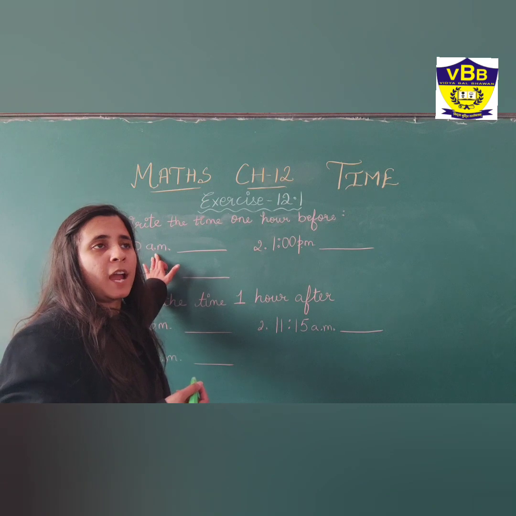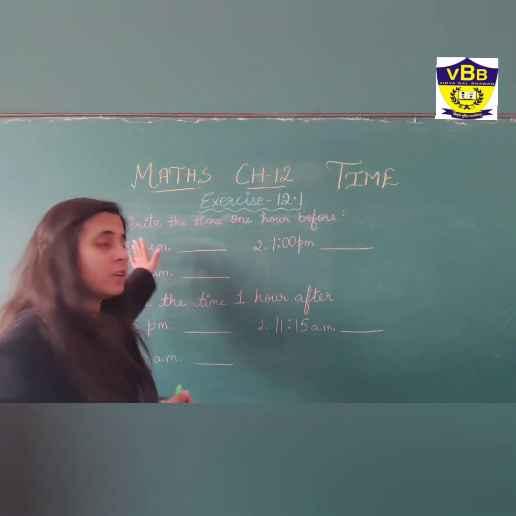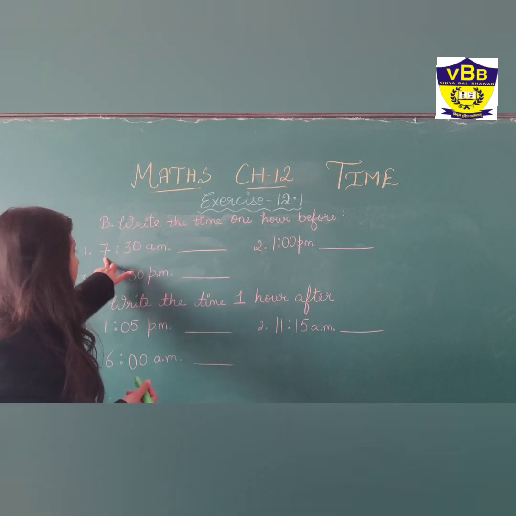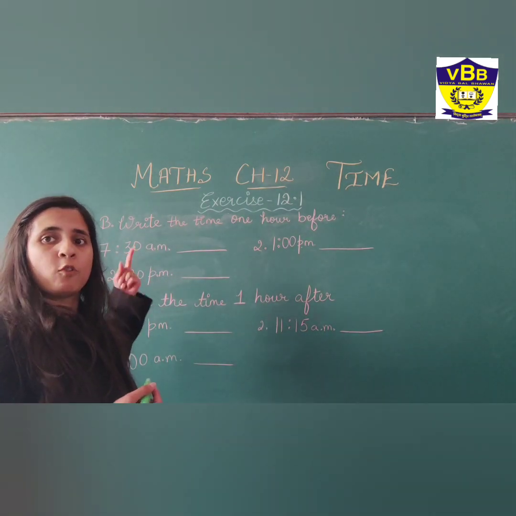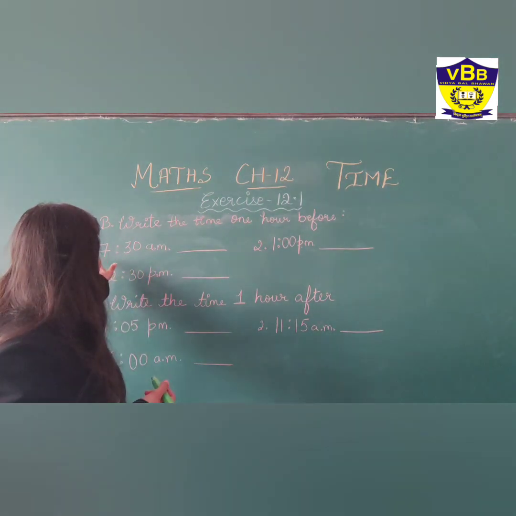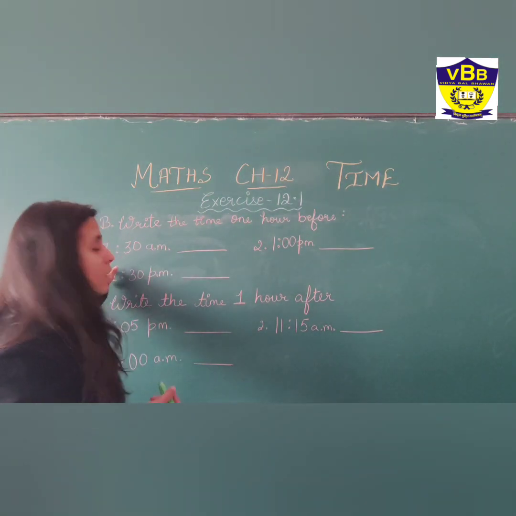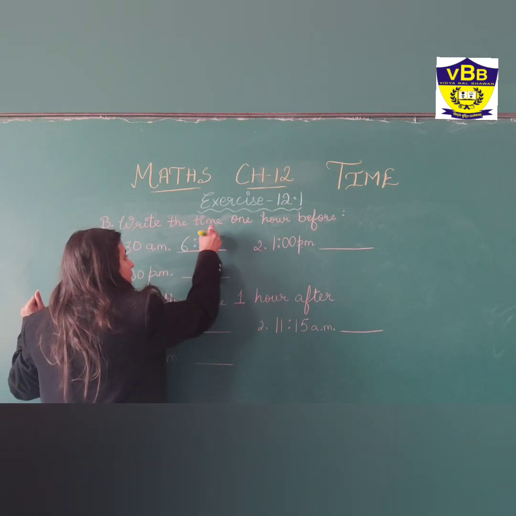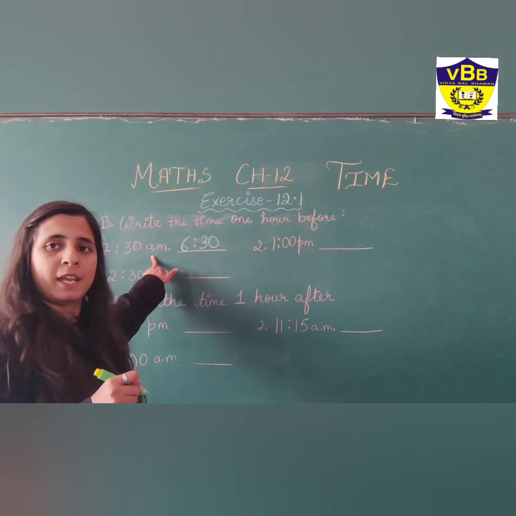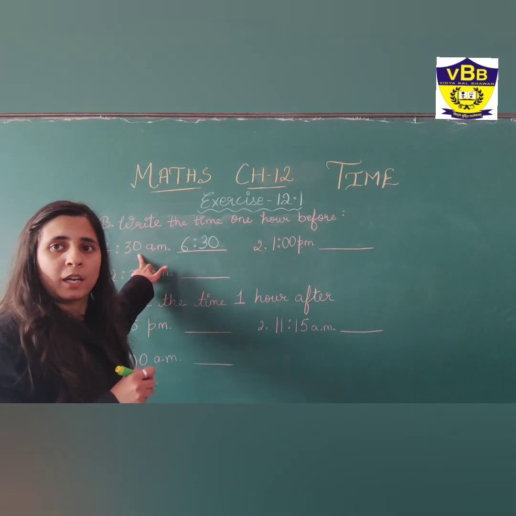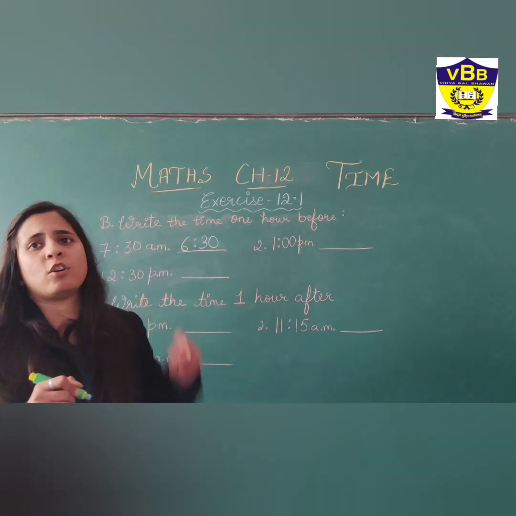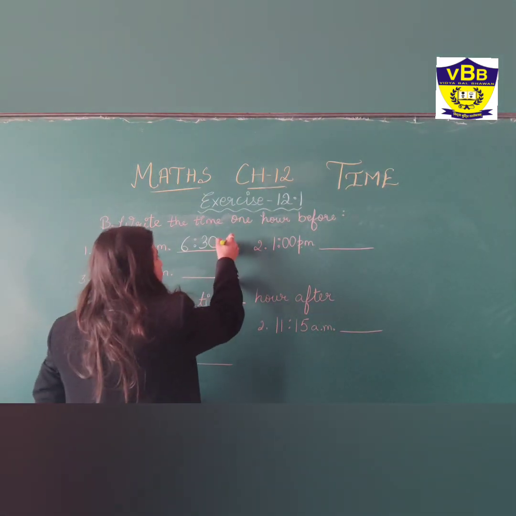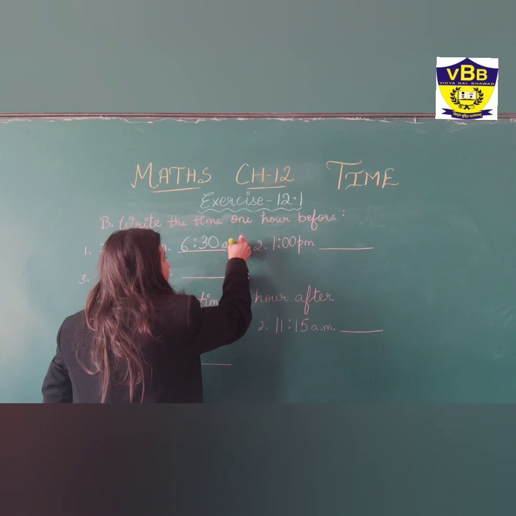So what will be the time 1 hour before 7:30? What is the number which is 1 hour before 7? 1 before 7 is 6, right? So the time 1 hour before 7:30 will be 6:30. And whether it will be AM or PM: in the morning it is. So we know that in the morning we have 6:30 AM, mostly the time at which you all wake up. So it will become 6:30 AM.